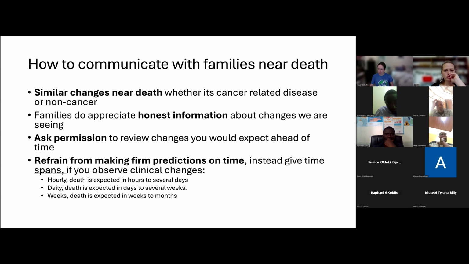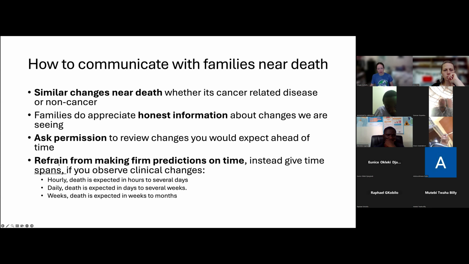So we usually ask the family, separate from the child, how much information about what's ahead do you want from me? Do you want me to tell you when I think things are changing and where I think he's at, how much time he has left? Ask permission to review the changes so that you know if the family wants it. But 90% of families do want that information from us.